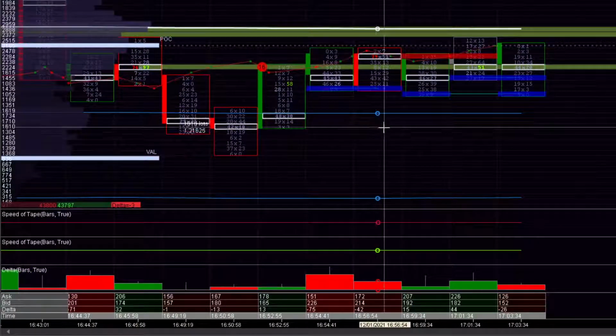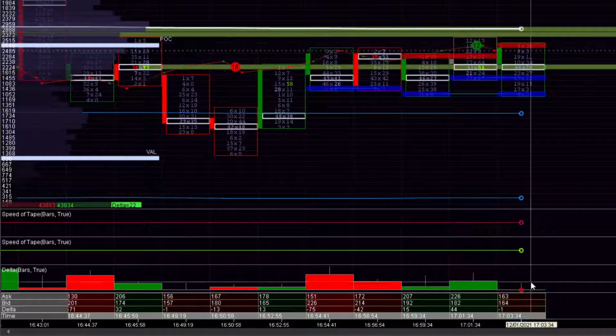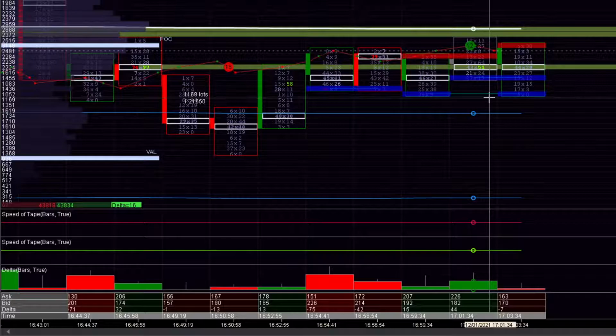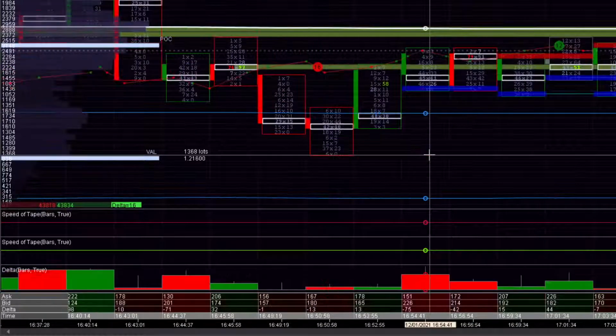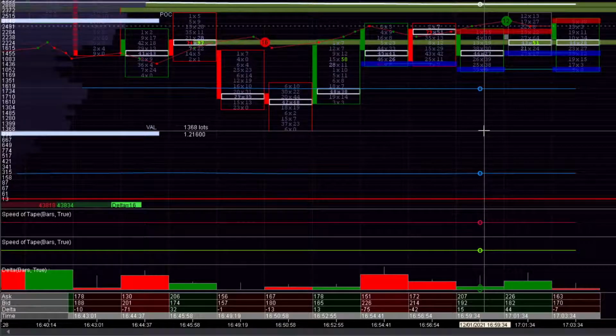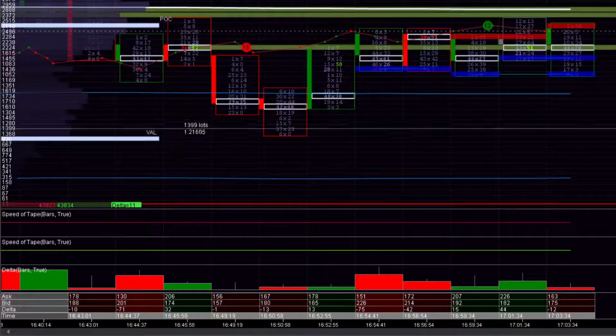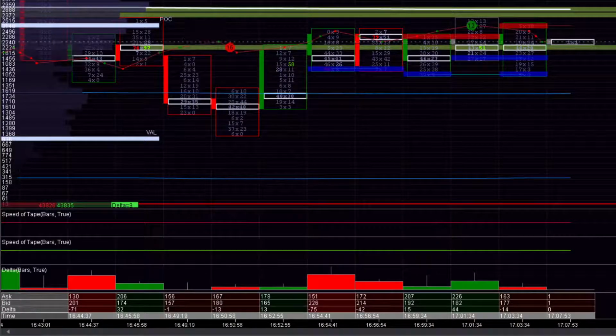This is my setup. I just cleared the drawings I had, which were where I entered today. So this is pretty much my basic setup, but it shows me everything. It shows me the depth, shows me the liquidity on the market.